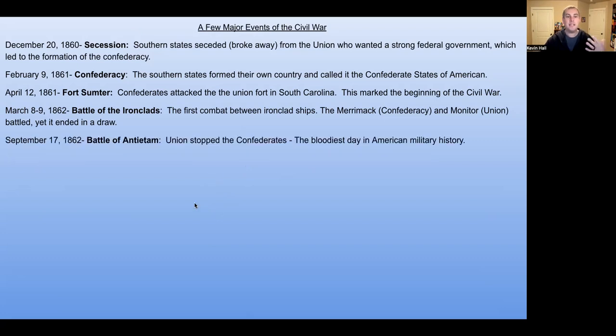The next one was the Battle of Antietam. Now pay attention. The Battle of Antietam was the bloodiest day in American military history. And at the Battle of Antietam, the Union stopped the Confederates. So the Union is considered the victor or the winner of that battle. So it was, in fact, the bloodiest day, meaning the most deaths and the most casualties, the most injuries, one of the worst battles that the United States had ever seen to that point.